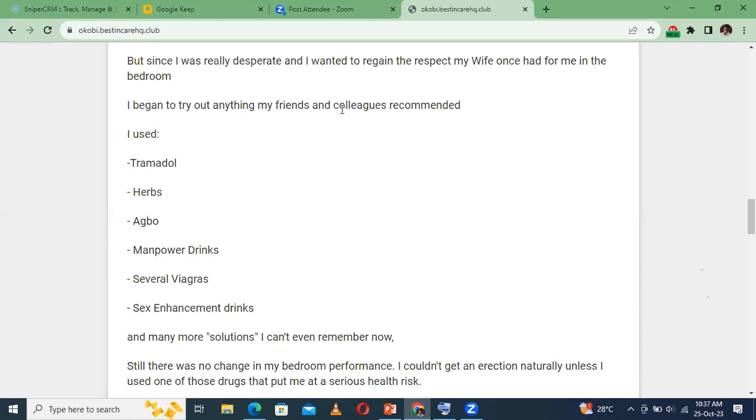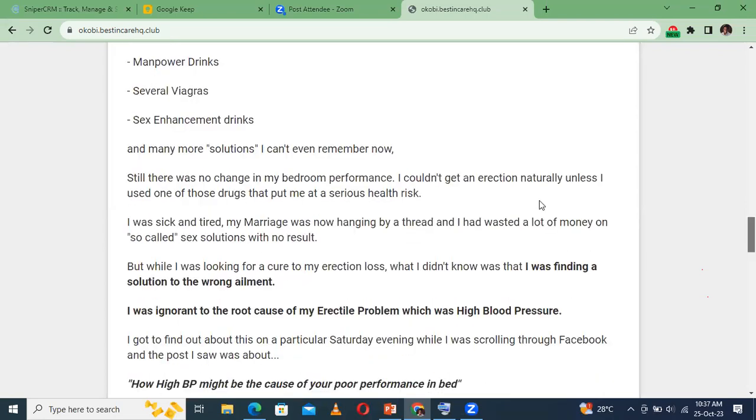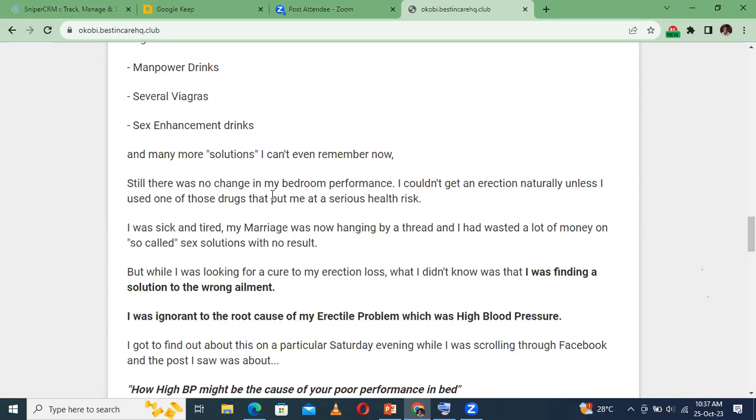I began to try out anything my friends and colleagues recommended. I used tramadol, herbs, agbo, manpower drinks, several Viagras, sex enhancement drinks, and many more solutions I can't even remember now. Still, there was no change in my bedroom performance. I couldn't get an erection naturally unless I used one of these drugs that puts me at a serious health risk. I was sick and tired. My marriage was now hanging by a thread, and I had wasted a lot of money on so-called sex solutions with no results. Who can tell me what number we are now?